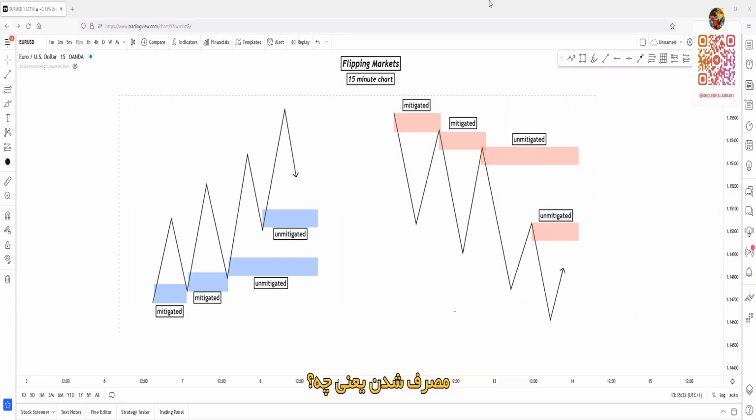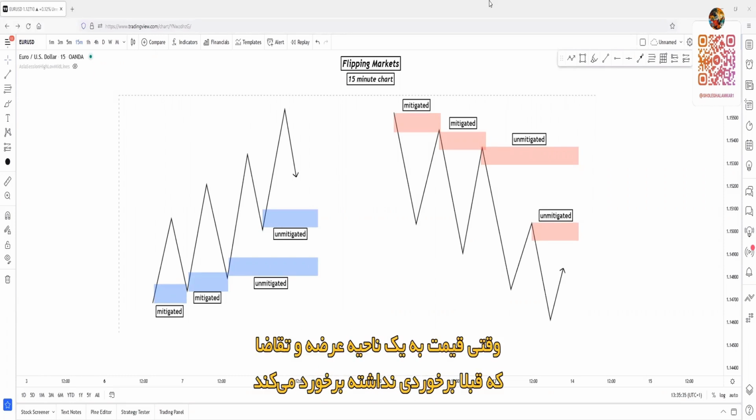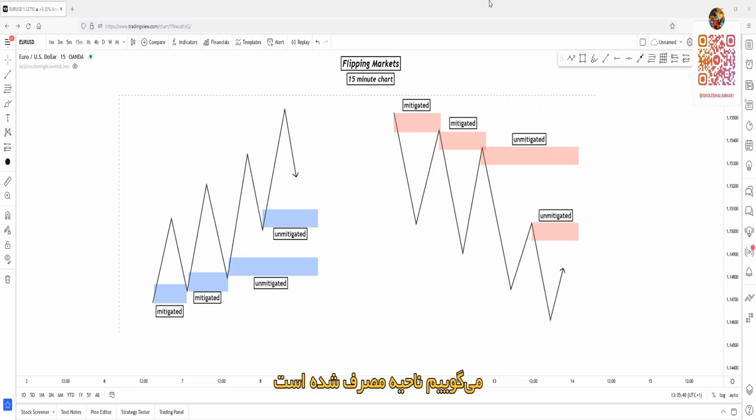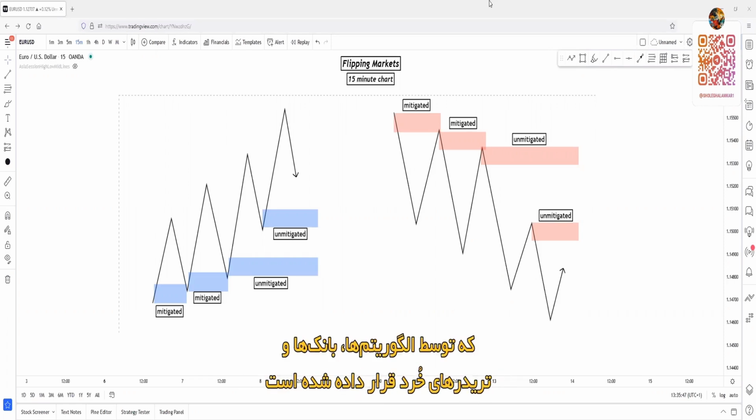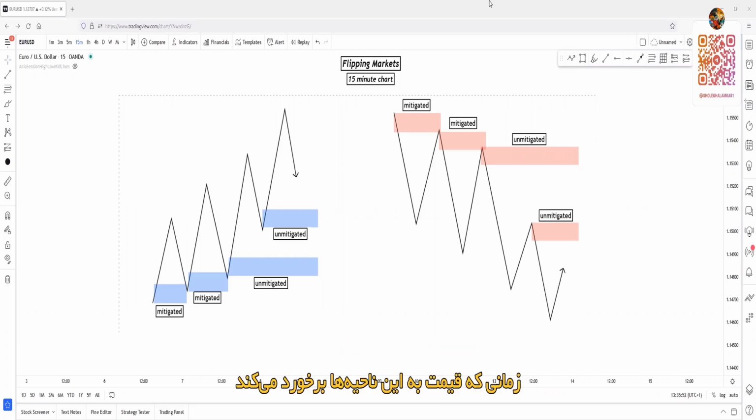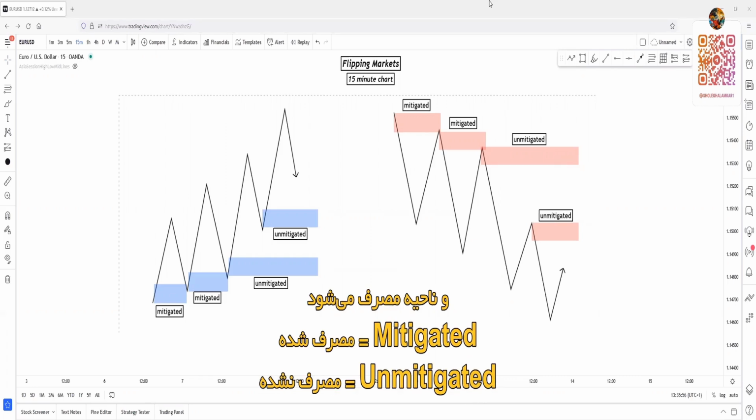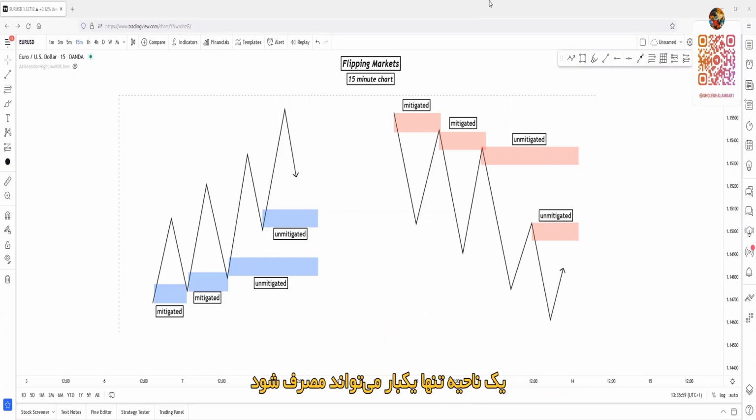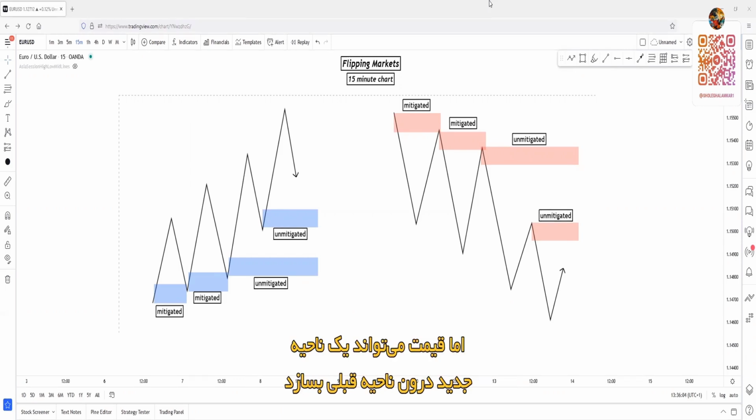What is a mitigation? When price taps into a supply or demand zone that has not been tapped yet, it becomes mitigated from unmitigated. What does it mean? If you have a supply or demand zone, there are loads of orders sitting on those zones placed by algorithms, banks, and retail traders. When price taps the zones, the resting orders are getting picked up, so it's becoming mitigated from unmitigated. A zone can be only mitigated once because orders can't be picked up twice, but price can form another zone inside of the old one.